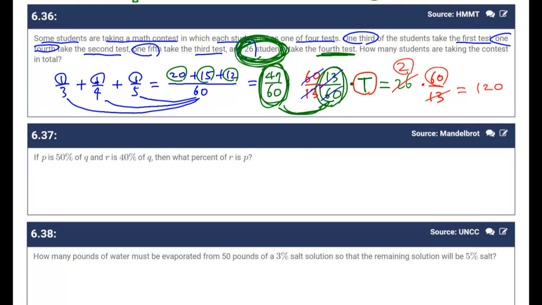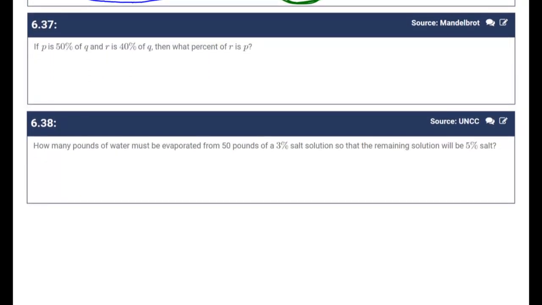120. That's the total number of students, and they were being divided into all these 4 different tests, right? Now 37. P is 50% of times Q. Well, simply that's 1/2, right? So I guess P equals 1/2 Q.